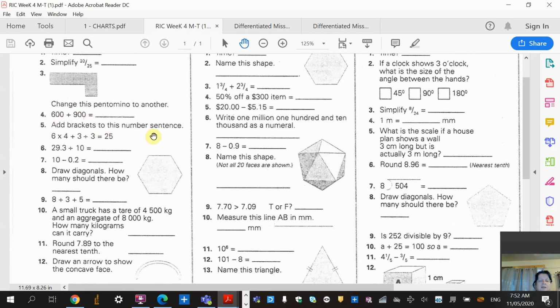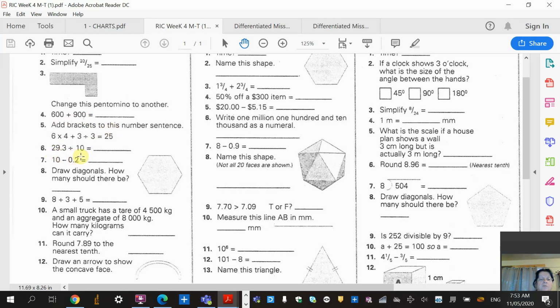Add brackets to this number sentence. So the BODMAS rule is brackets, order, meaning that we're doing numbers that are the power to, or exponents, first, and square roots. Then we're doing division, multiplication, addition and subtraction. So your first bracket would go around 3 divided by 3. Your second bracket would go around 6 multiplied by 4. 3 divided by 3, remember very neatly writing your number above the brackets, is 1. 6 times 4 is 24, so 24 plus 1 equals 25.